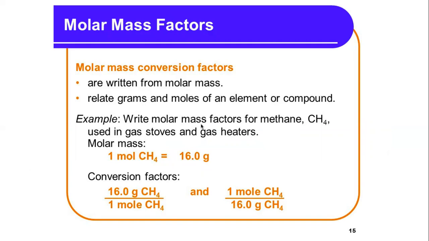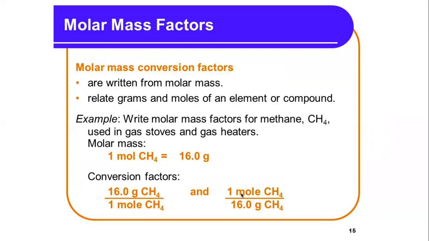So if we were to write a molar mass factor for methane, which is CH4, used in gas stoves, we know that the molar mass is 1 mole of methane equals 16.0 grams. And we know that from the molecular mass because we've taken the 12.01 from the carbon and the 1.01 from hydrogen times 4, that equals 16.0 grams. And this is how we're going to write this conversion factor. We're going to write 16.0 grams of methane over 1 mole of methane.